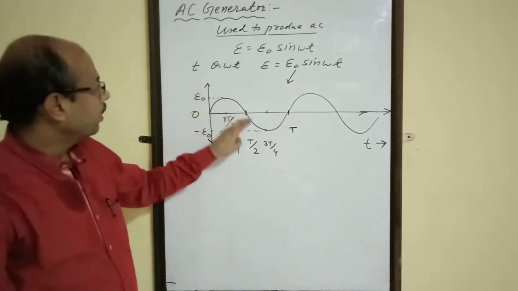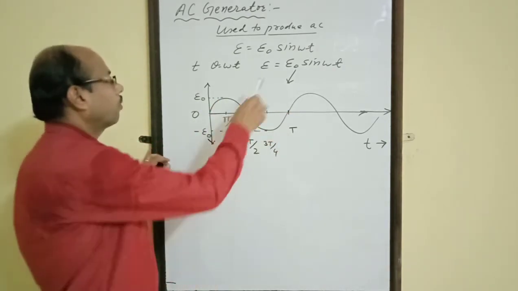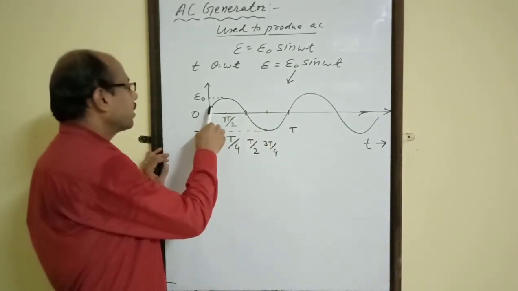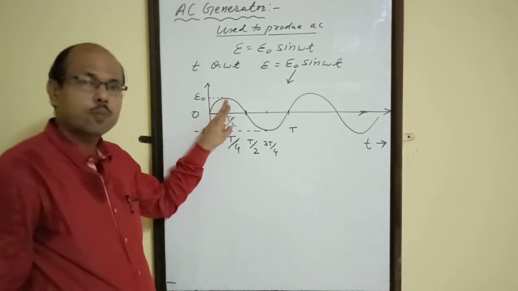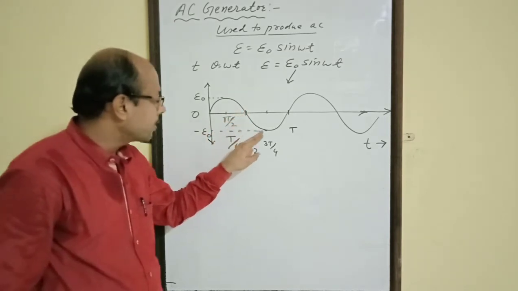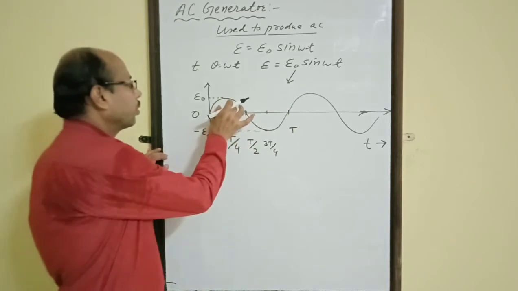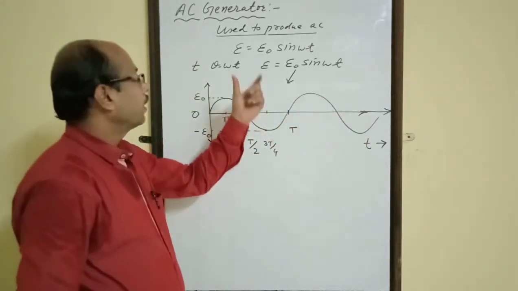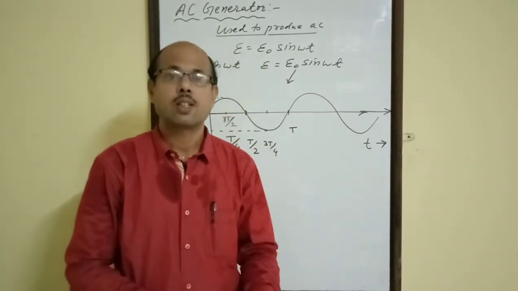So by this curve we can easily see that the value of alternating EMF, or value of EMF generated by AC generator, increases in magnitude, it becomes maximum at this point, then it starts decreasing, becomes 0, and then again it starts increasing, or again it starts changing towards negative direction. This is positive, this is negative, again positive, again negative. It means the EMF produced in AC generator is of alternating nature.